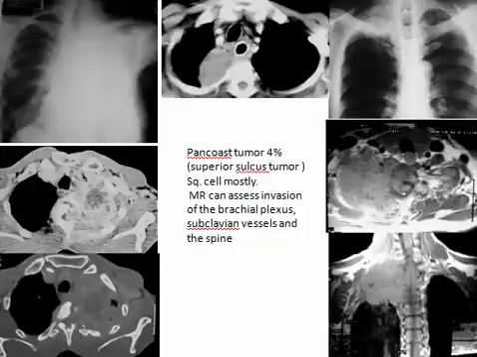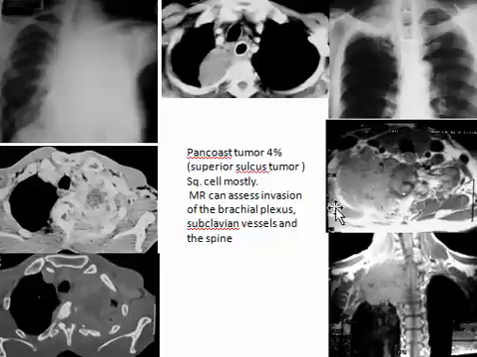So what is this? This is a large apical tumor with bone destruction of the ribs and adjacent vertebra. It's called the superior sulcus tumor. It's a peripheral type of tumor, so it is not a central type of tumor in a sense. That's why it is made of squamous cell carcinoma mostly. MR can assess the invasion of the brachial plexus if it is present.